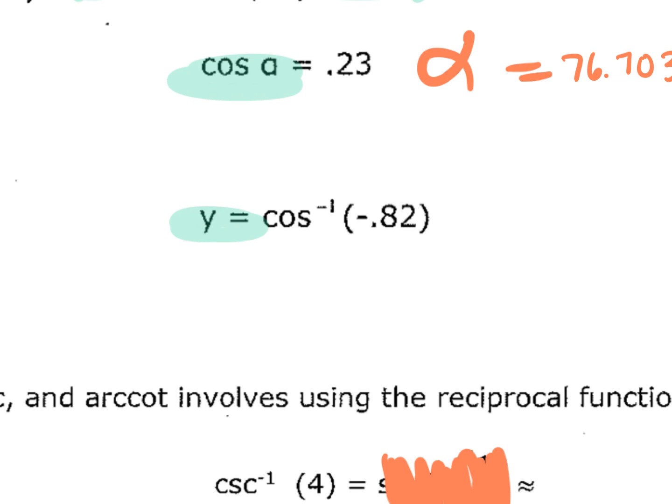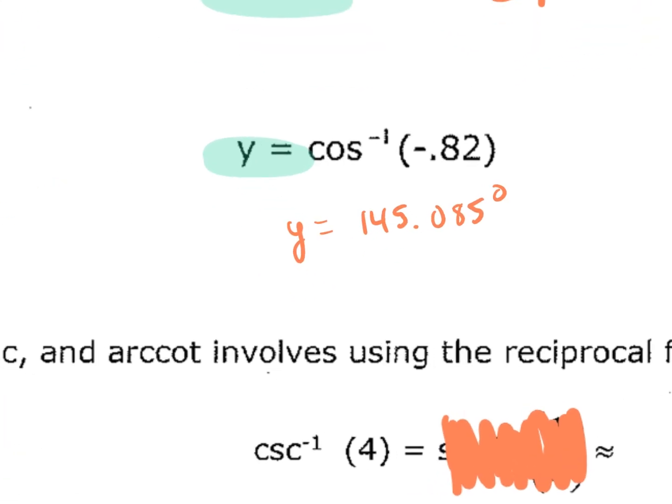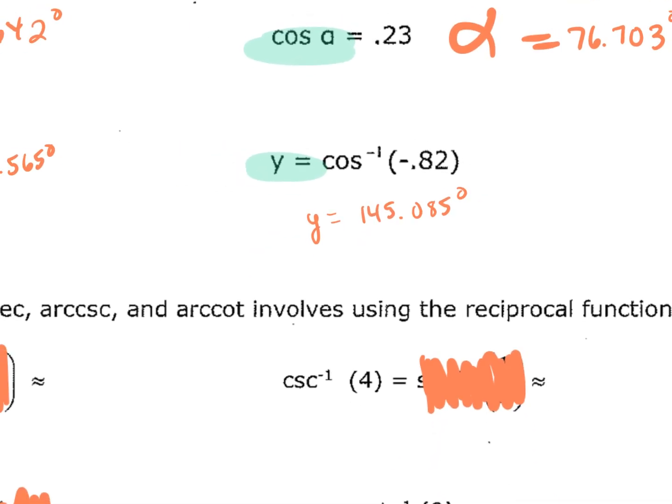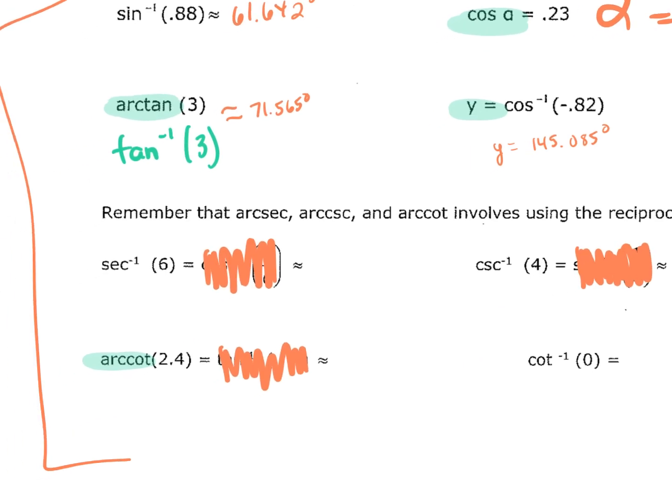Sophia, what'd you get for this one? The y equals cosine. 145.085 degrees. There we go. Excellent. So notice on that one, we had this y equals, so I wanted to write y equals as part of my answer there, okay?